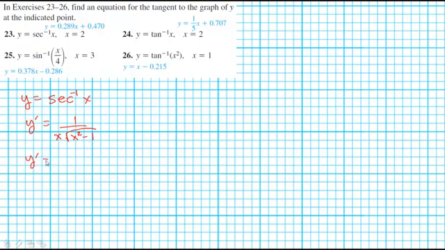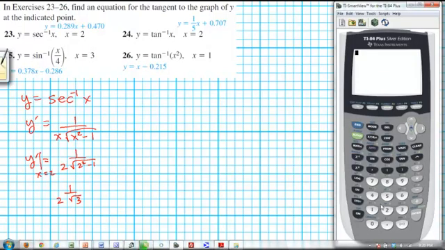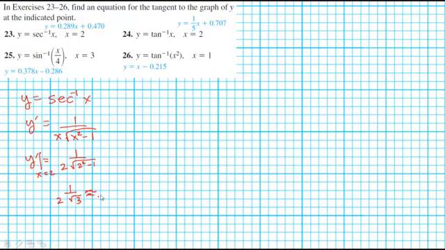So the value of y prime at this location when x is equal to 2 is going to be 1 over 2 times the square root of 2 squared minus 1, which is 1 over 2 times the square root of 3. If we switch over to the calculator, we can find that that is equal to 1 divided by 2 times root 3, close the parentheses, and we have a slope of 2.886, which we will then round to 2.88, or 2.89 I should say.